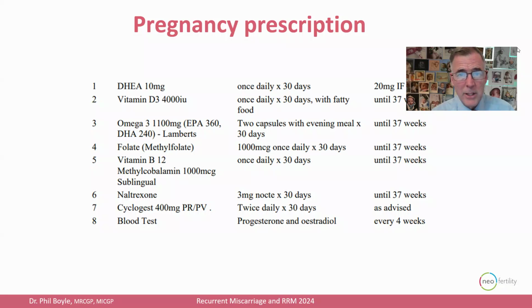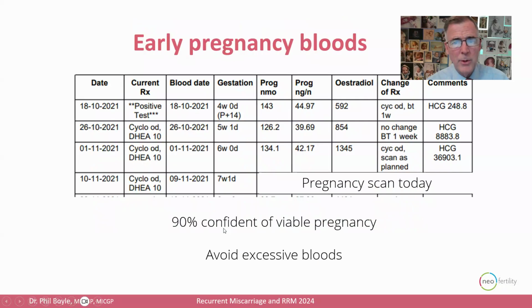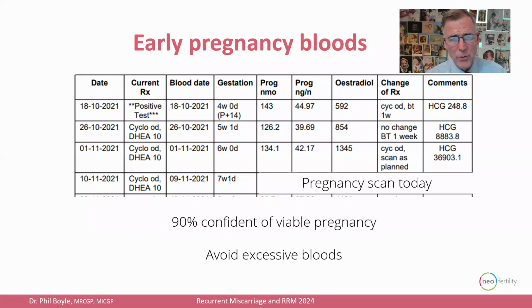So during her pregnancy, we continued DHEA with her Cyclogest, naltrexone, and these supplements. And then we watch the hormones as it progresses. And this is a beautiful thing that we do. During that long 3 weeks while they're waiting for the pregnancy scan, I can predict with accuracy of 9 times out of 10, when I see the blood results coming in, whether we think we're going to get a good one or not.